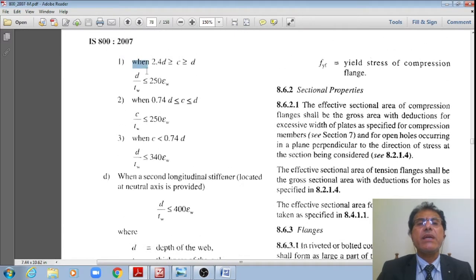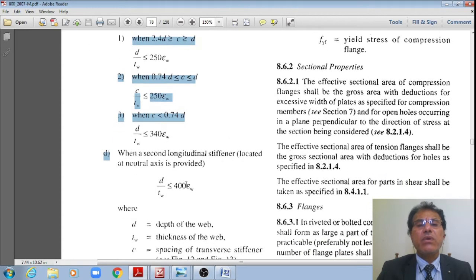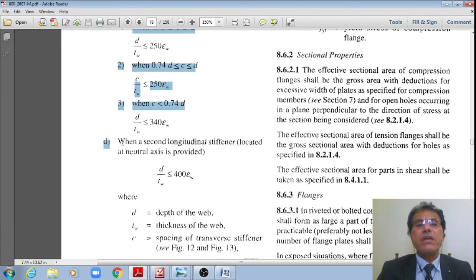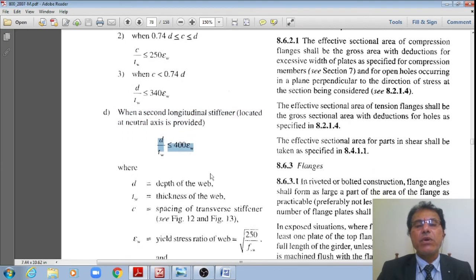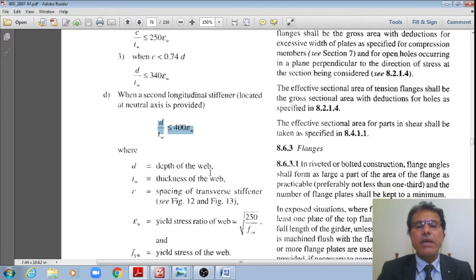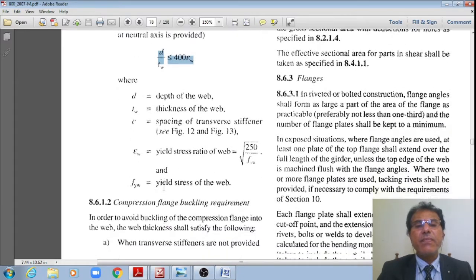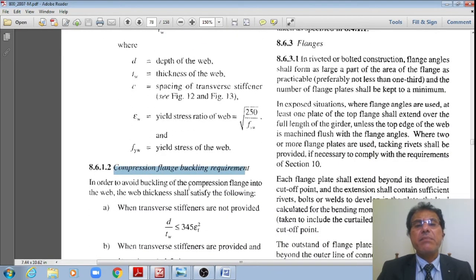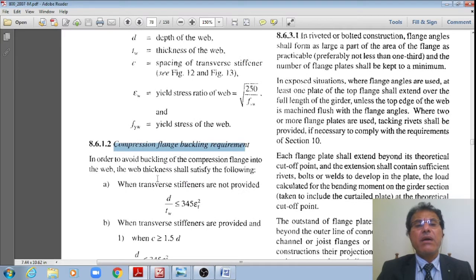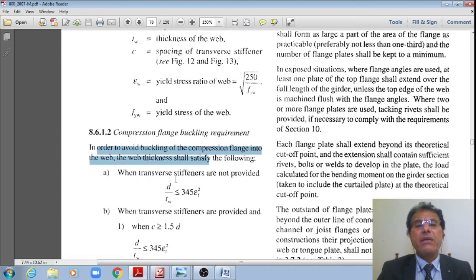Now just go through this yourself. I will not go through this now. A second longitudinal stiffener is also needed at the neutral axis if d by t_w is less than or equal to 400 multiplied by epsilon_w. That is also required. And the compression flange buckling requirement: in order to avoid the buckling of the compression flange into the web, the web thickness shall satisfy this criterion, where the transverse stiffeners are not provided.